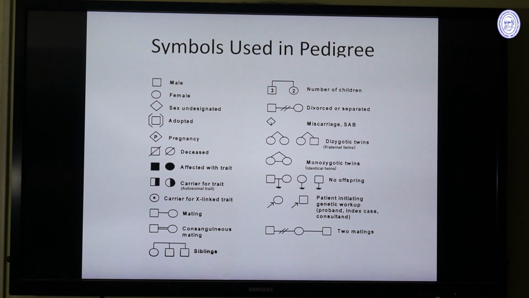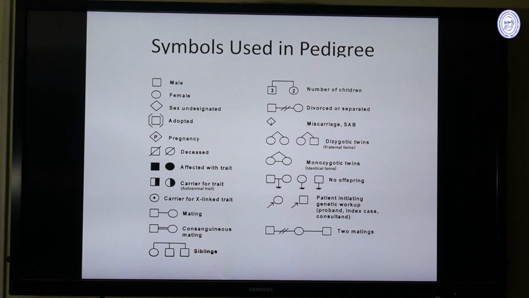Half solid means the carrier for an autosomal trait. This is the carrier for X-linked trait. So, carriers are the heterozygous condition for a particular trait. This line between one male and female is the marriage line or mating line. This double line means the consanguineous marriage, means the marriage between the first line of descendant or brother sister marriage. This line shows the siblings, so they are brothers and sisters.